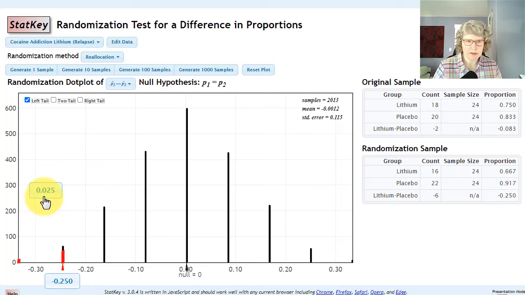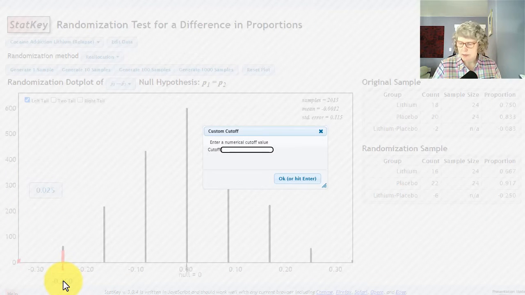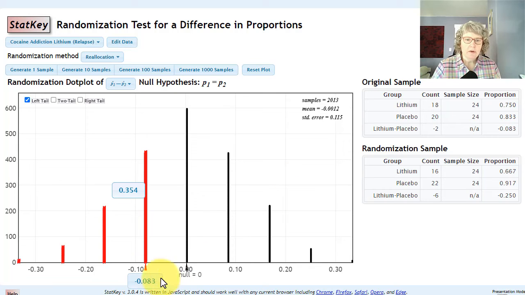And then it always comes up with 0.025 for this probability. So we don't want that. We want to actually put in our sample statistic, and if it's negative, be sure to put it in as negative. It's negative 0.083. Okay, so we can see there wasn't much difference, right? There's a lot of red X's indicating that in this simulation, many times we got a difference that small, a difference of negative 0.083. In fact, it was about 35.4% of the time. So our p-value is 0.354.